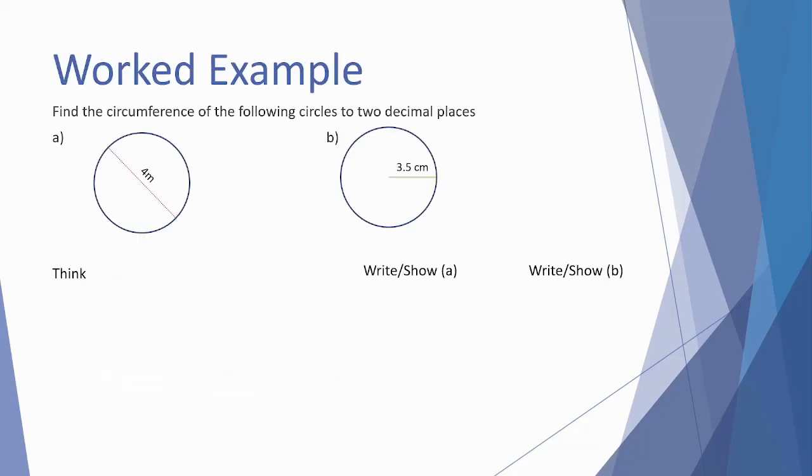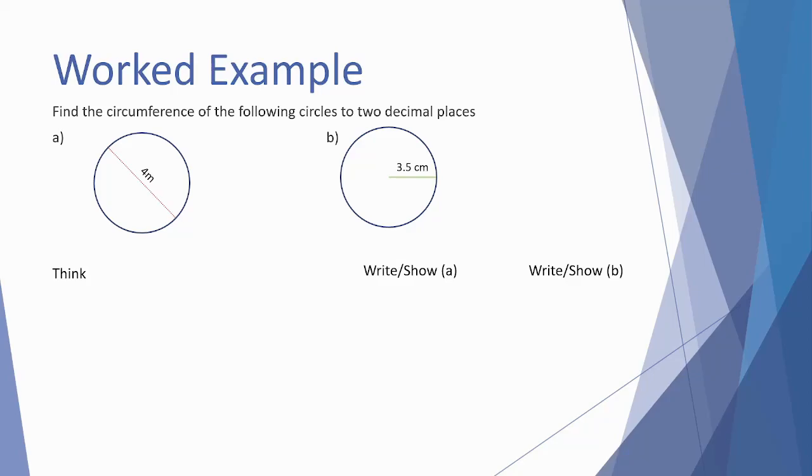So here I have two examples. I have to find the circumference of the following circles to 2 decimal places. Most times they will tell you how many decimal places to solve it to. On the left hand side I have my thinking, and on my right hand side I have two columns, one for part A and one for part B.